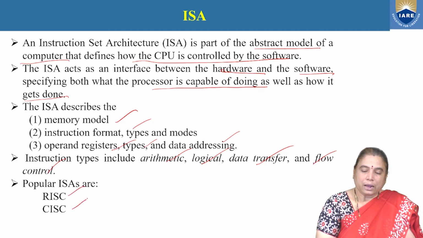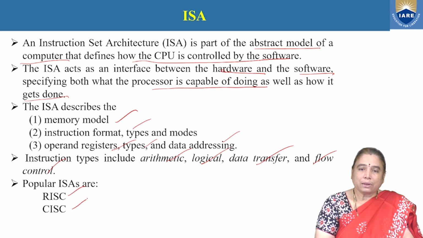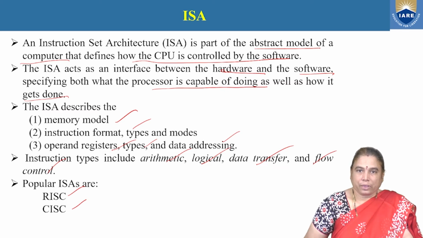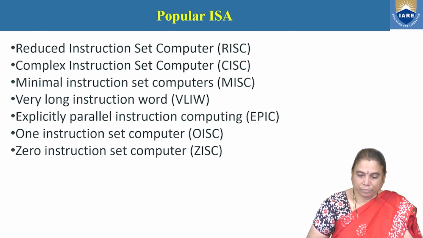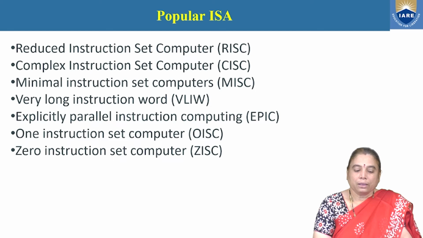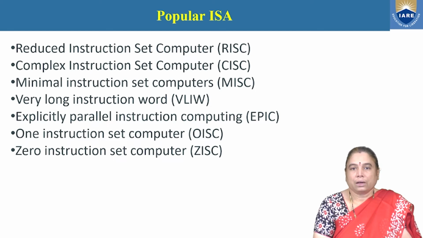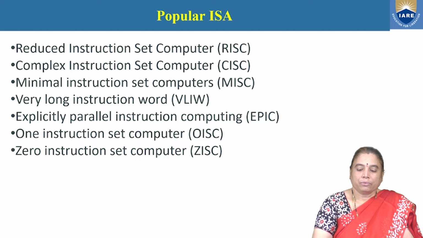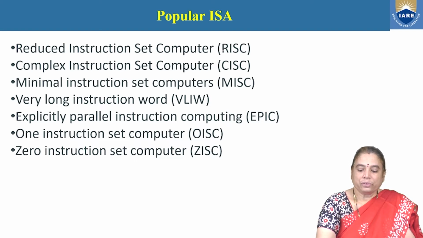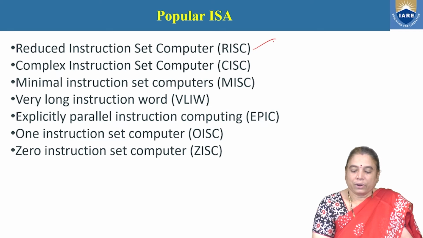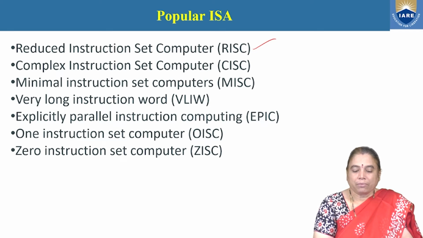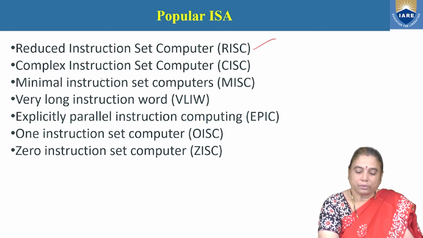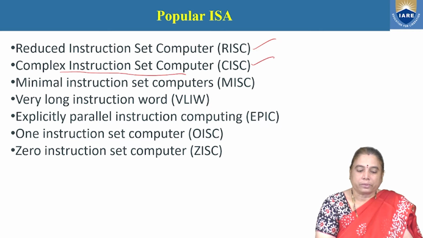The popular ISAs that are generally used are of two types. They are RISC and CISC. These are the popular ISA architectures. Not only that, a variety of ISA architectures are available in the market. The first one is RISC, Reduced Instruction Set Computer, in short referred to as RISC. The second one is Complex Instruction Set Computer, in short referred to as CISC.